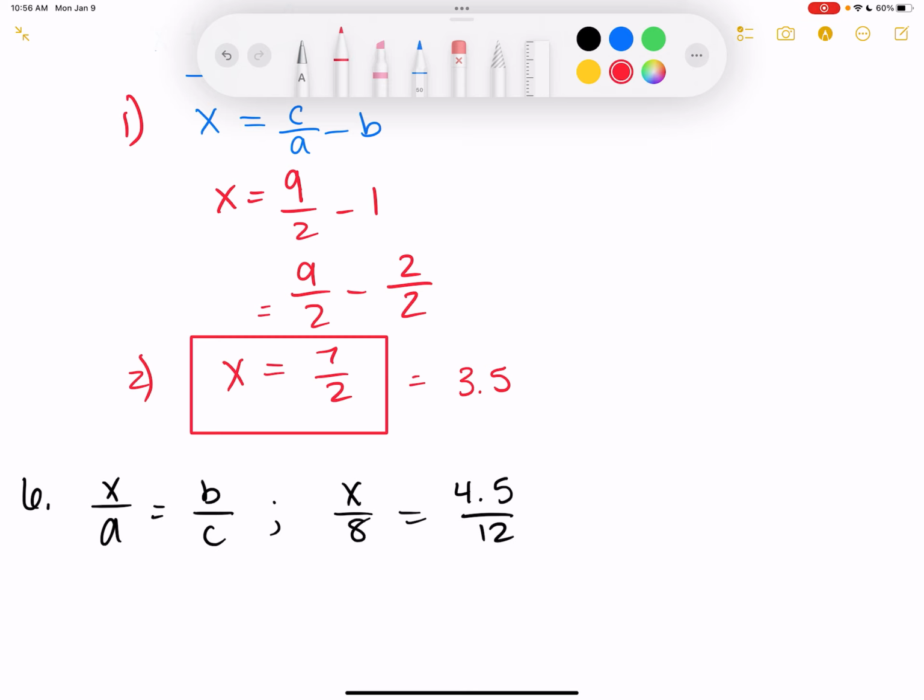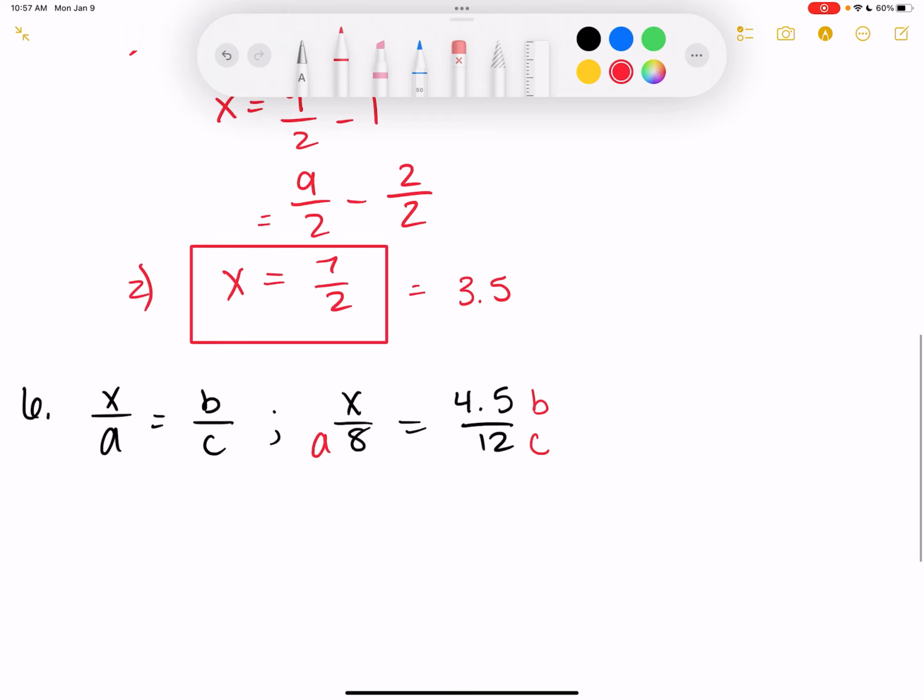So help me label this side. So tell me what each of the numbers is. So what is 8? A. And 4.5? B. And 12? C. Okay. So now, on this side over here, if I want to get x by itself, any ideas on what I need to do? Yep, multiply by A on both sides.